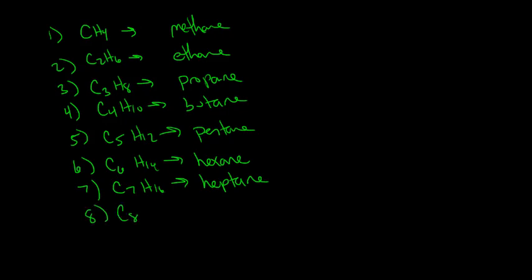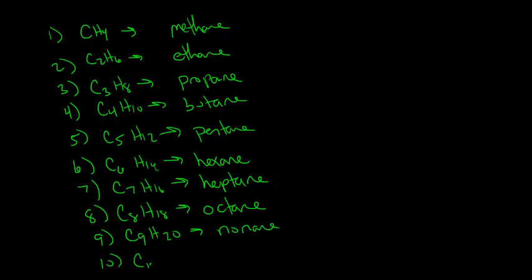8 carbons, C8H18, is octane. 9, which is C9H20, is nonane. And finally, adding a 10th carbon, we have C10H22. This is decane. So hopefully what you'll note here is these names all end in ane. Right? So an ending of ane means an alkane.